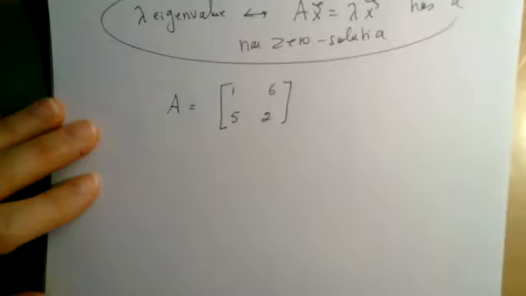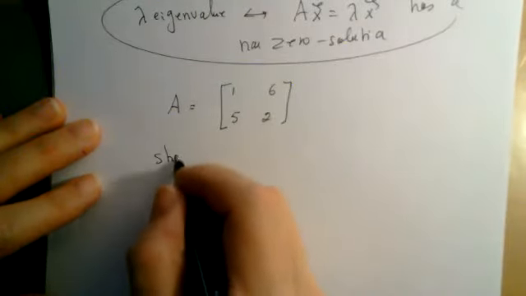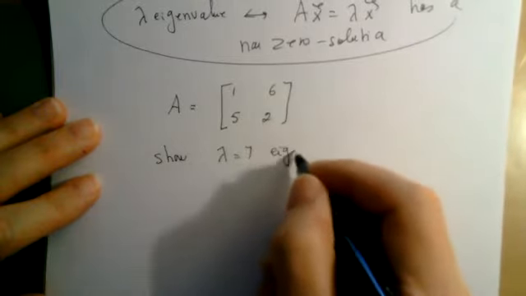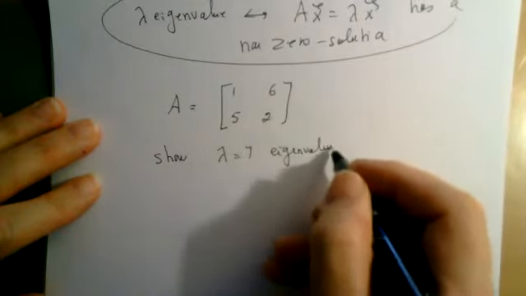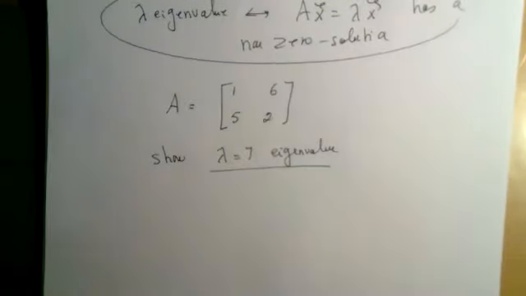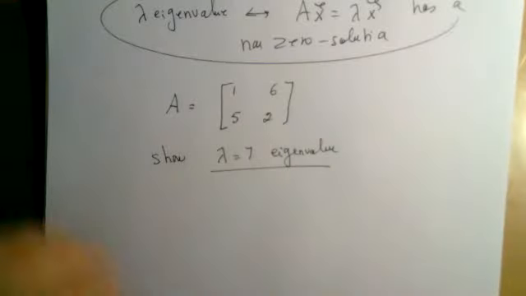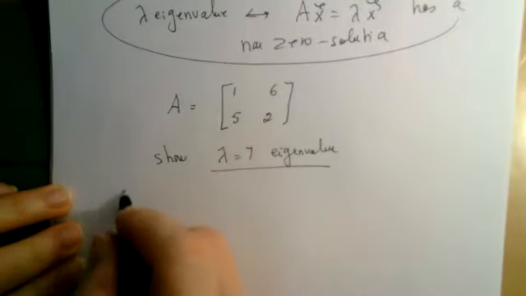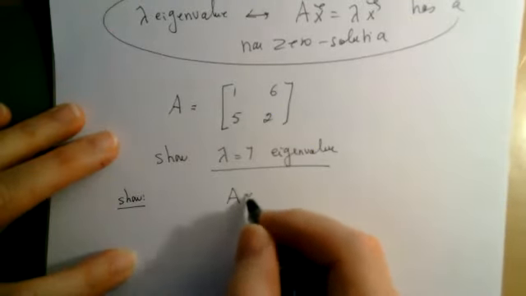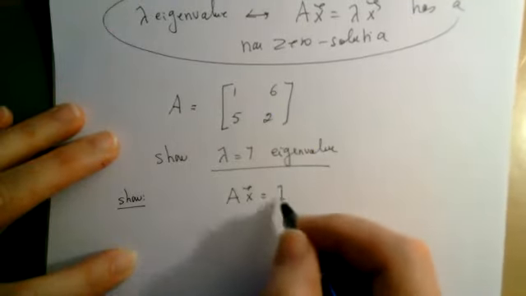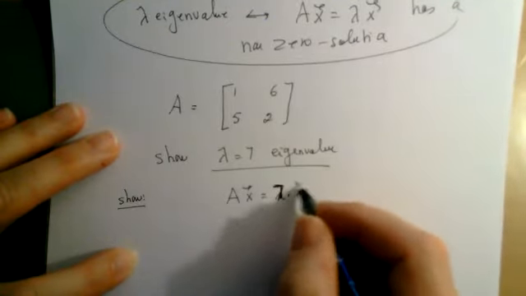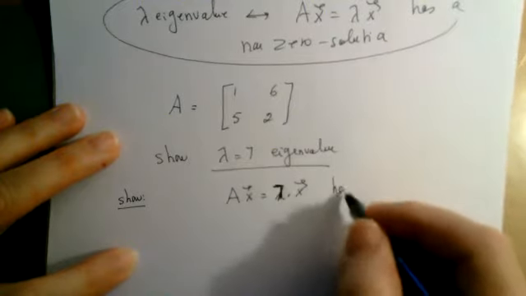And the question is the following. Show that lambda equal to 7 is an eigenvalue. What does this mean? We'll follow the definition verbatim. It's an eigenvalue means we have to show that AX equal 7X, because that's my lambda, has a non-zero solution.